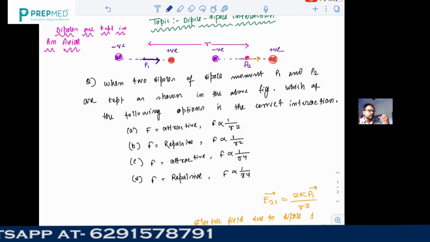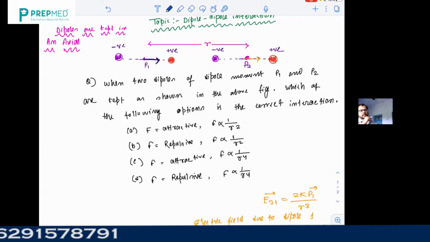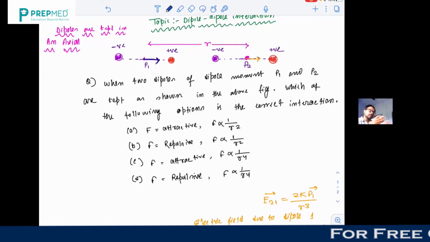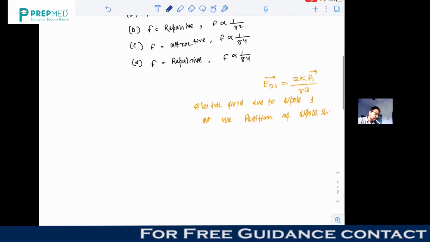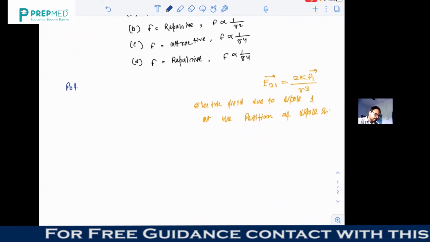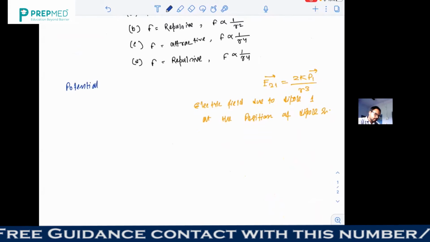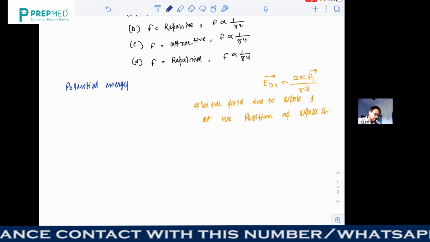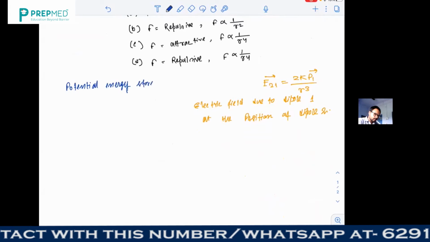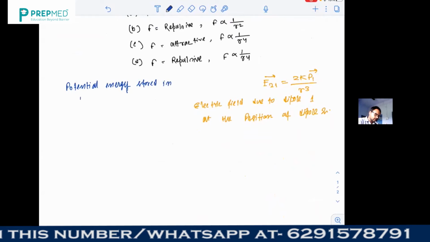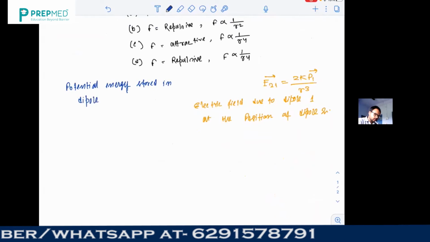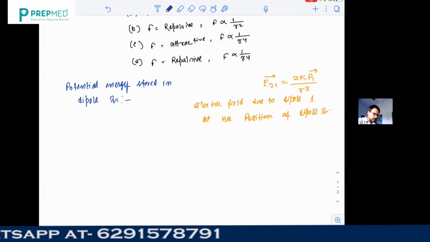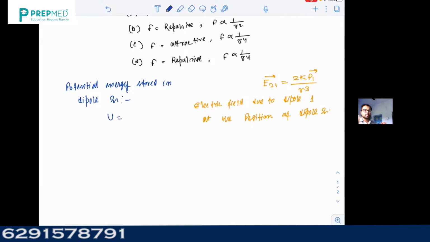So if it is the negative gradient of the potential energy, I need to find the value of the potential energy, right? So how can you find the potential energy of dipole 2? Because dipole 2 is already in the electric field of the other dipole, that is dipole 1. So whenever I'm calculating the potential energy stored in dipole 2, you know that the value is written as minus PE cos theta, right?